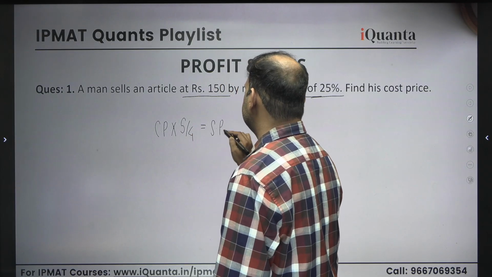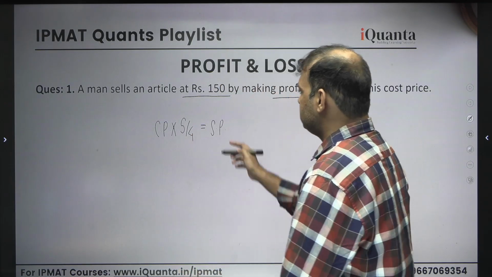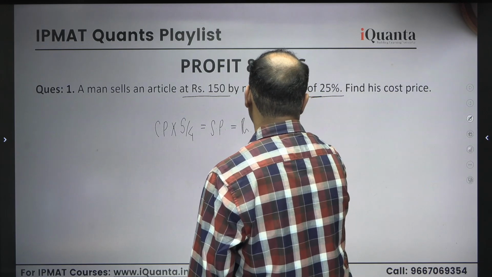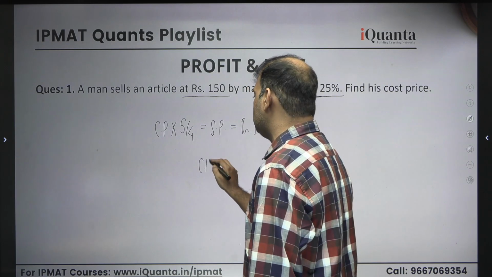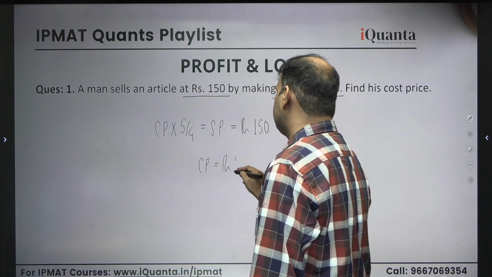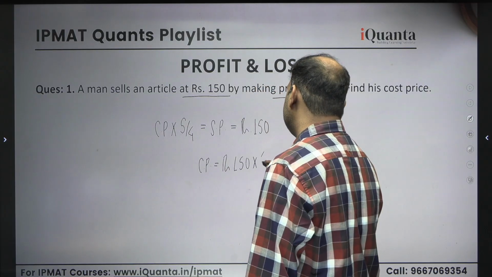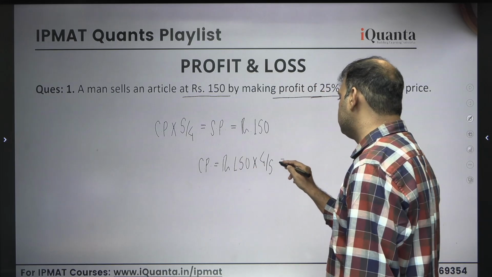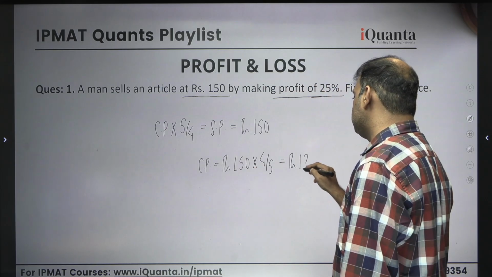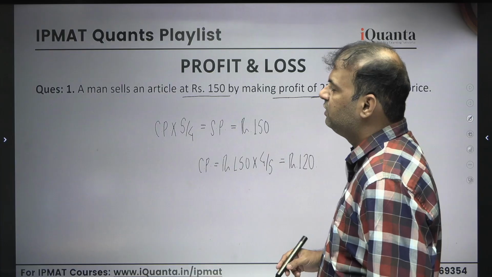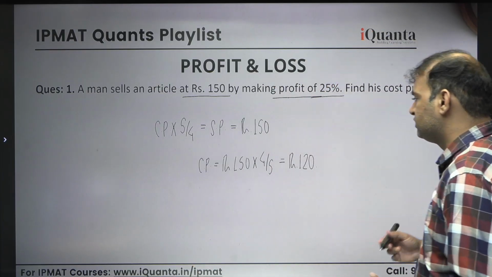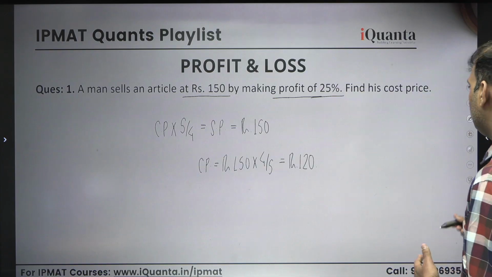That's it guys, this is almost finished, right? The selling price is given to us as rupees 150. Now with the help of this, we just have to find the cost price. We can say cost price is equal to rupees 150 into 4/5, all right? So 150/5 is nothing but 30 rupees, and 30 into 4 is rupees 120. So this is how we can find the cost price by this method. So that is question number 1, an easy one, right?